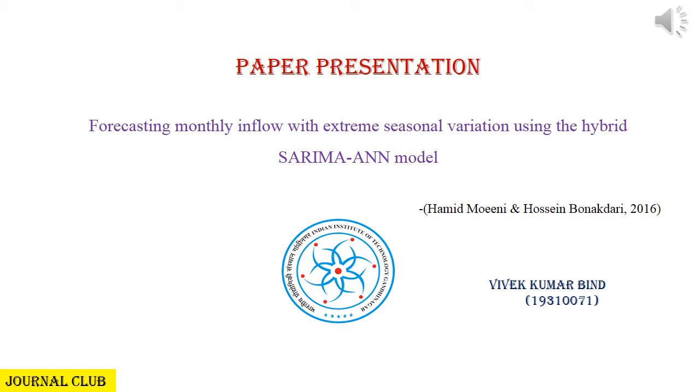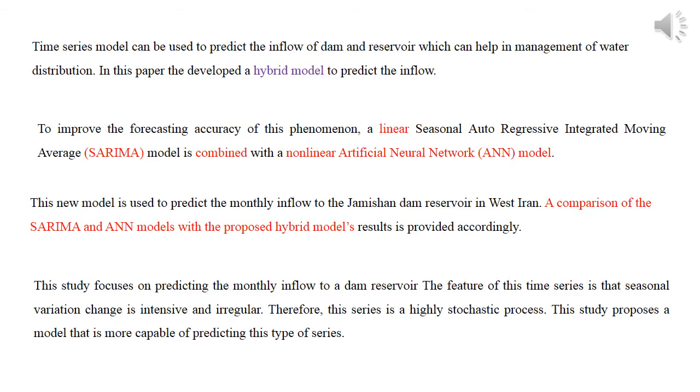The paper is entitled Forecasting Monthly Inflow with Extreme Seasonal Variation Using the Hybrid SARIMA-ANN Model, published by Hamid and Hossein in 2016. In this paper, they use a time series model for the prediction of inflow discharge in the dam and reservoir. They use the linear seasonal autoregressive moving average SARIMA model combined with a non-linear artificial neural network model to predict the inflow accurately. They compare the result with the individual SARIMA and ANN models, and they find that the hybrid model is more accurate than the individual models.